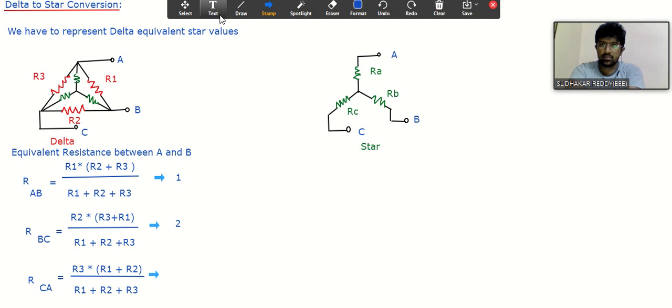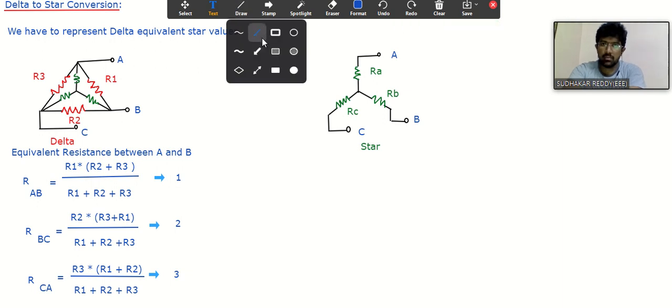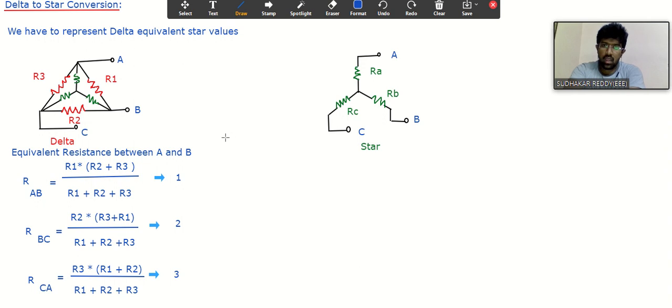Is there any difficulty? So we just found the equivalent resistances between the 2 points of the delta connection, that is between A and B, between B and C, and between C and A. Now, similarly, I will find the equivalent resistance between the 2 points for a star connection. But when it comes to star, it is very easy to find the equivalent resistance.